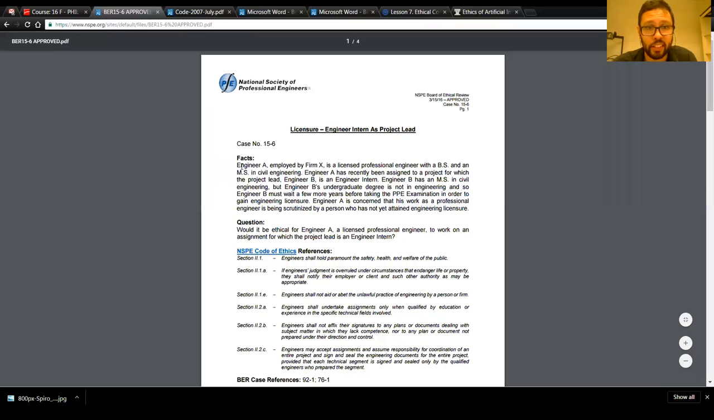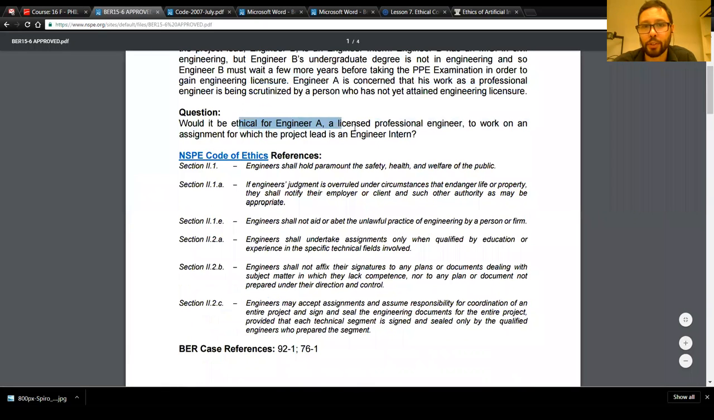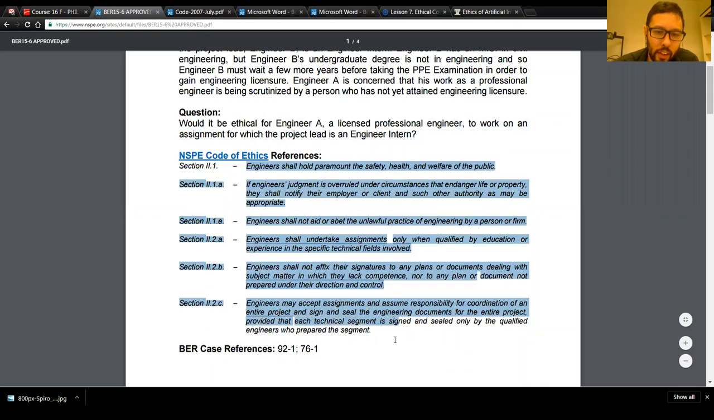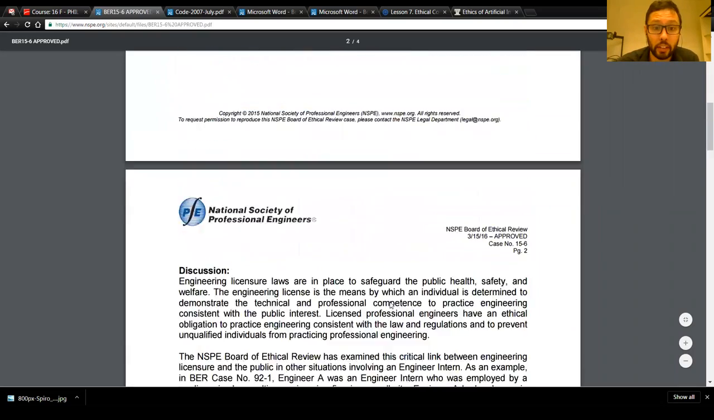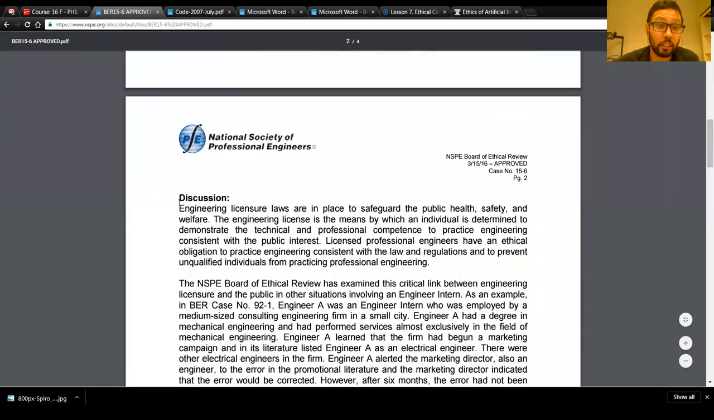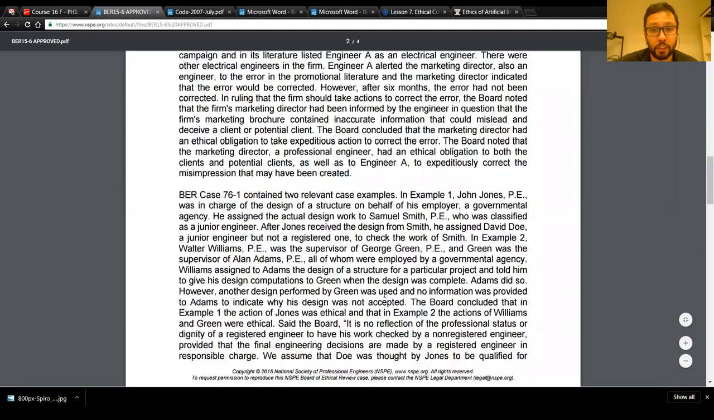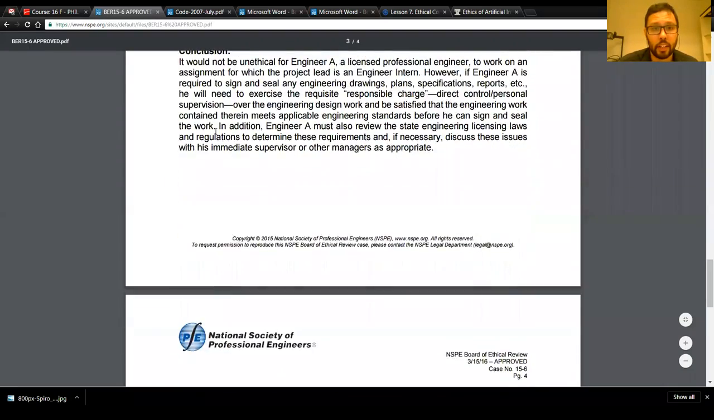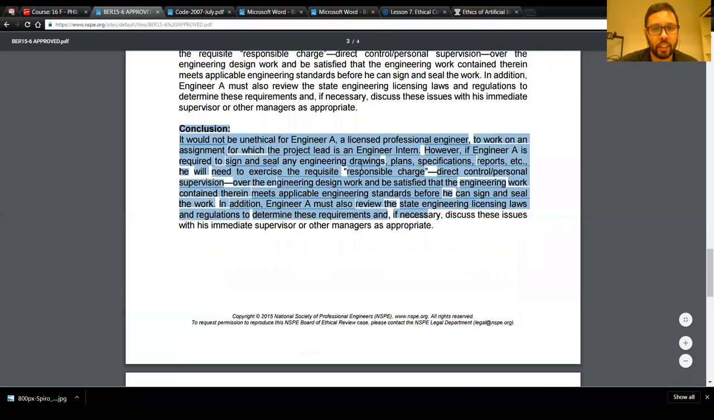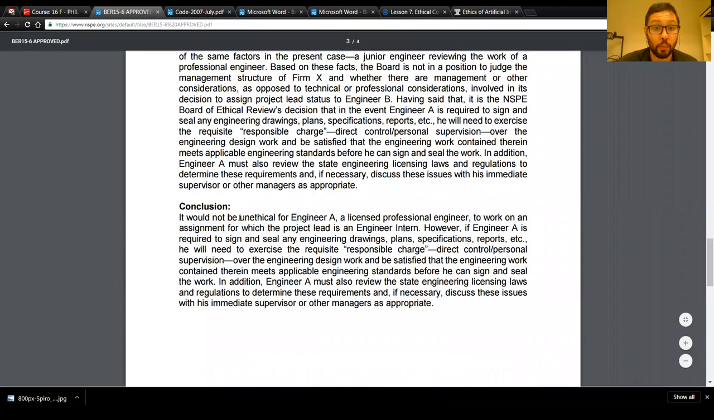So in these cases, they have some facts describing what happens in the case. Some questions about who is ethical or what was ethical. It refers to all the different codes of ethics that bear on an evaluation of the case. And then it discusses in detail all these different cases. It relates them to previous cases that it's considered to talk about the differences. And then in the end, it gives some ethical conclusion. In this case, it would not be unethical for the engineer A to do whatever. So it gives us some result at the end.